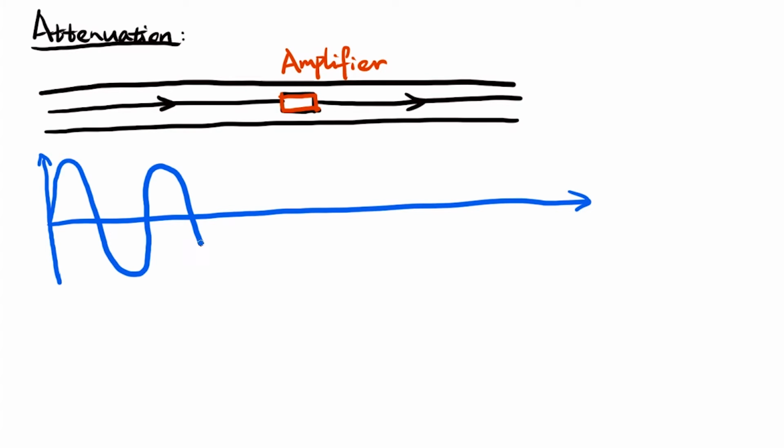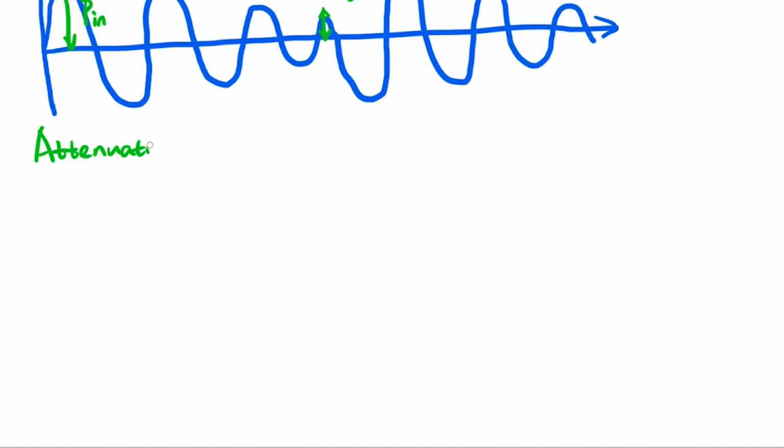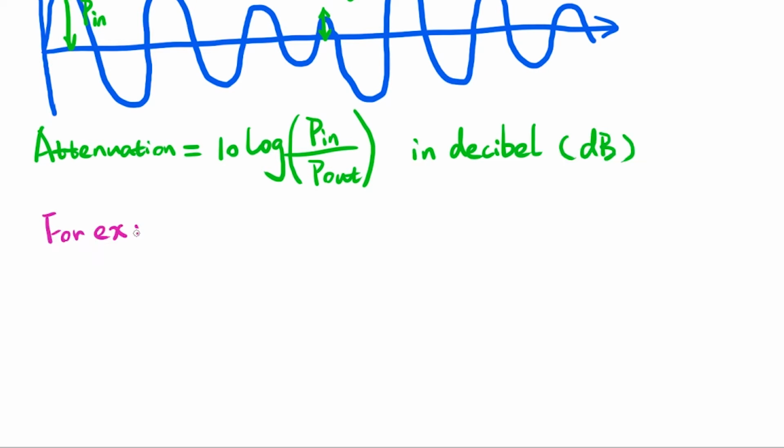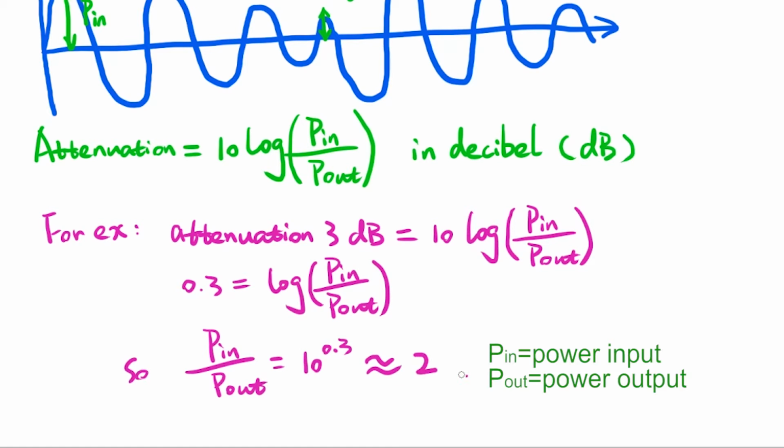Throughout a fiber cable, attenuation or power loss occurs. Amplifiers are used to regenerate the signal. If the original signal attenuates by 3 decibels, the ratio of Pout to Pin is halved.